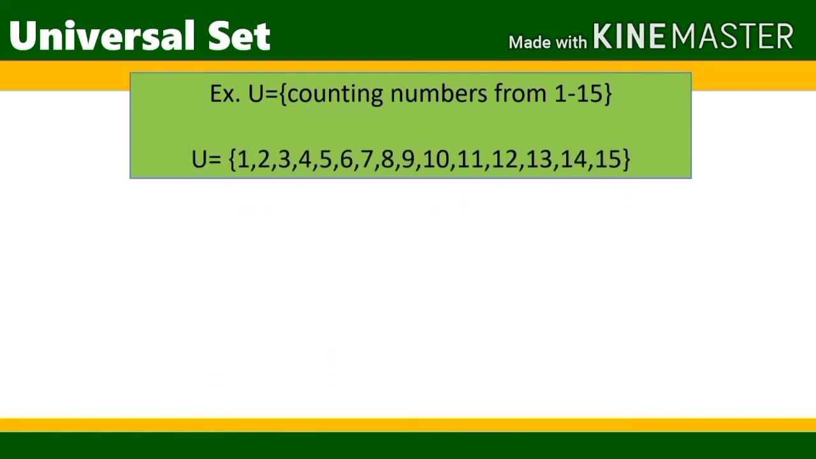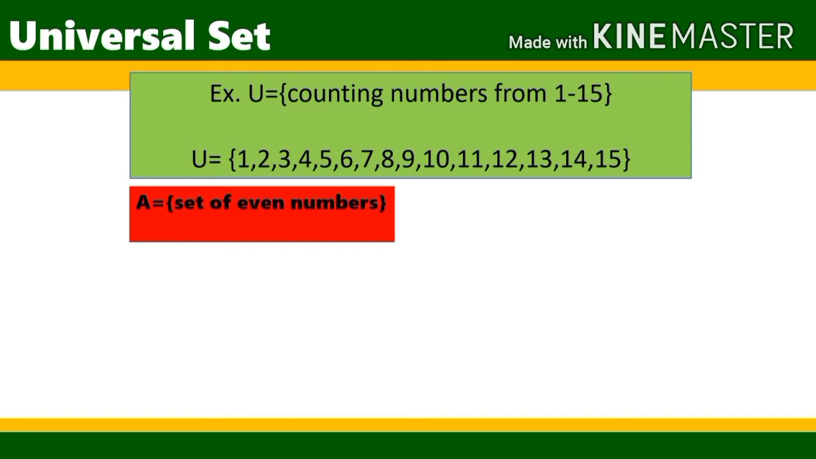This time, we're going to apply set using numbers. Given the universal set, and the symbol for the universal set is U. The given universal set is the counting numbers from 1 to 15. Therefore, the elements are 1, 2, 3, 4, 5, 6, 7, 8, 9, 10, 11, 12, 13, 14, and 15.